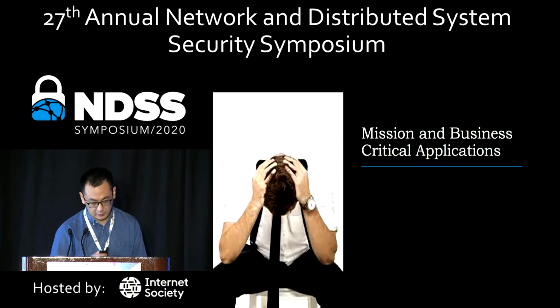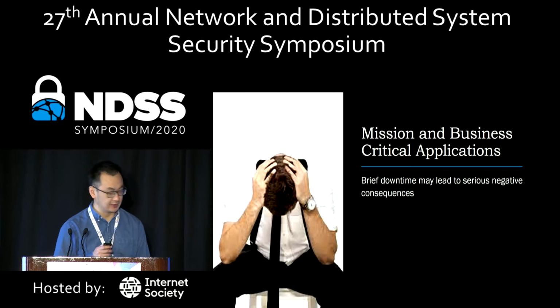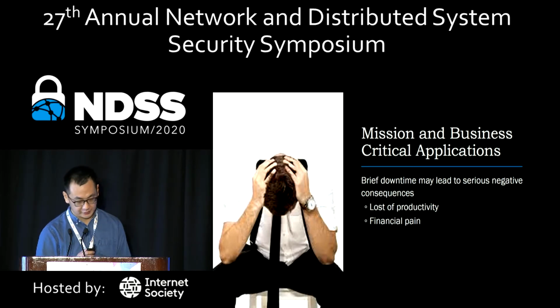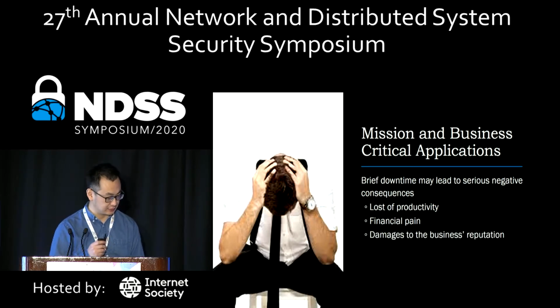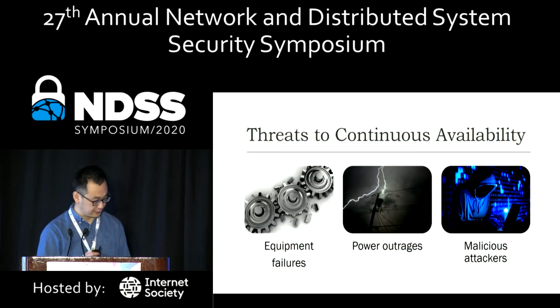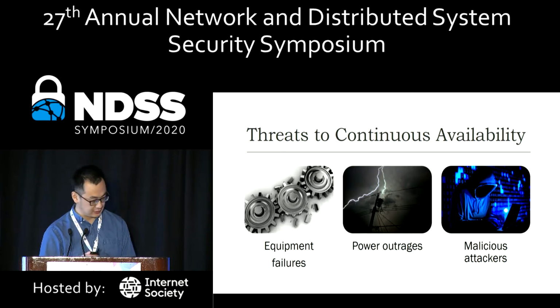We can see from the lesson that for mission and business critical applications, brief downtime may lead to a serious negative consequence. For example, it will cause loss of productivity, financial pain for the users, and damage to the business reputation. However, in the real world, there are multiple threats to continuous availability, for example equipment failures, power outages, and even malicious attacks from hackers.